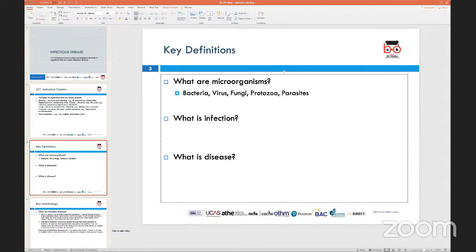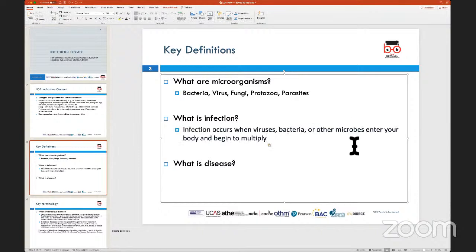So a disease occurs when cells in your body are damaged as a result of this infection, and the signs and symptoms of illness start to appear. This would be the process of what we would call infection. So when I say infection, it occurs when viruses, bacteria, and other microbes enter your body and they begin to multiply.